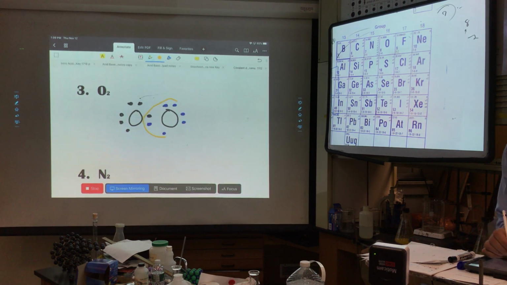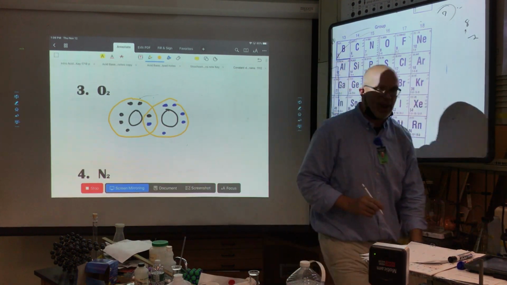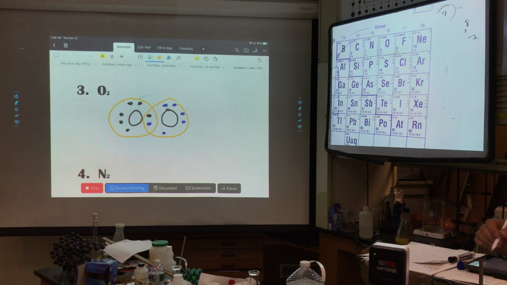By sharing, each oxygen feels like it has what? You only get 7. Correct. That's not going to work. That's not the correct Lewis dot diagram. So party people, here's what you do in this case.